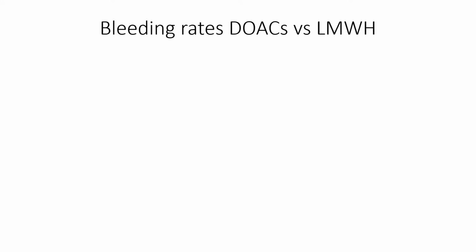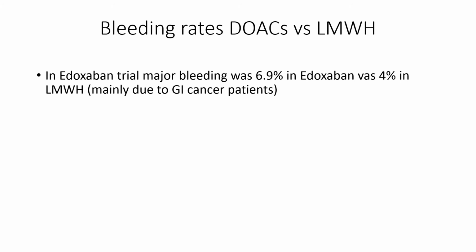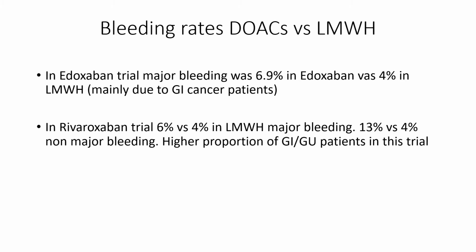So let's have a look at those bleeding risks in a bit more detail. In the edoxaban trial, the major bleeding risk was 6.9% on edoxaban against 4% on low molecular weight heparin. And again, subgroup analysis showed that was mainly due to GI cancer patients. The rivaroxaban trial found a similar difference in major bleeding, 6 versus 4%, but in non-major bleeding, so your minor bleeds, there was a much bigger event total in the rivaroxaban arm.